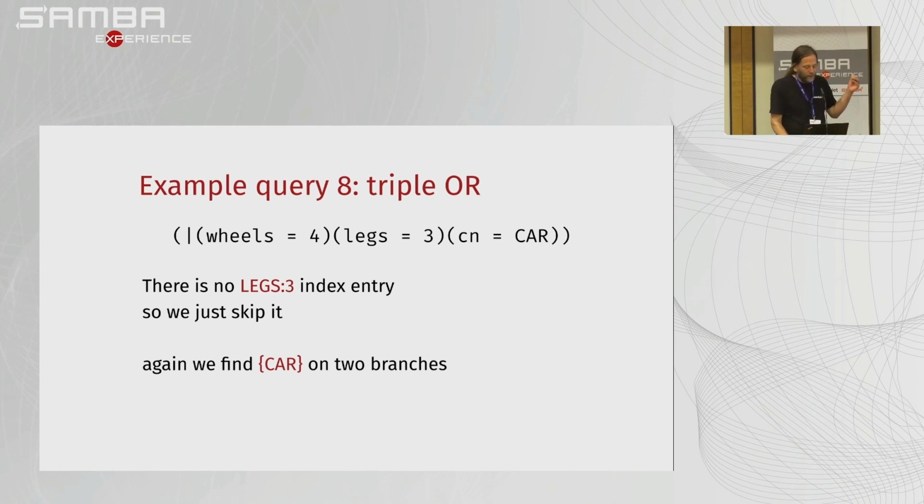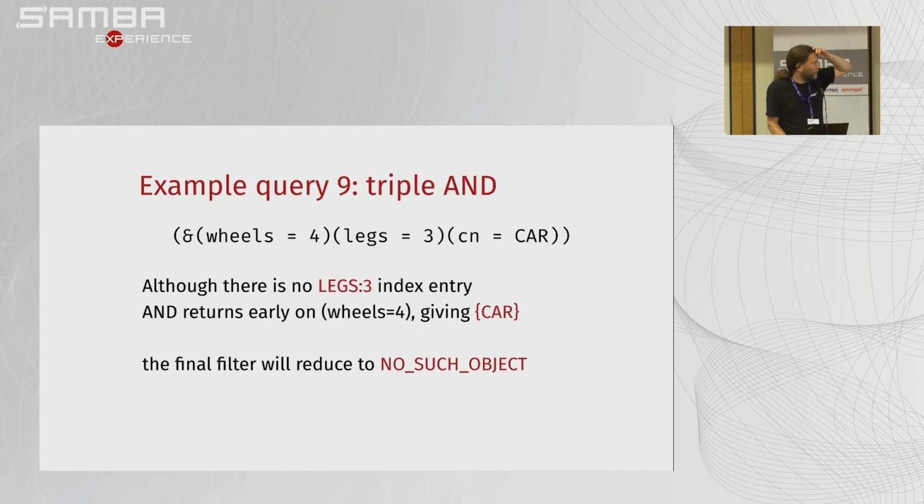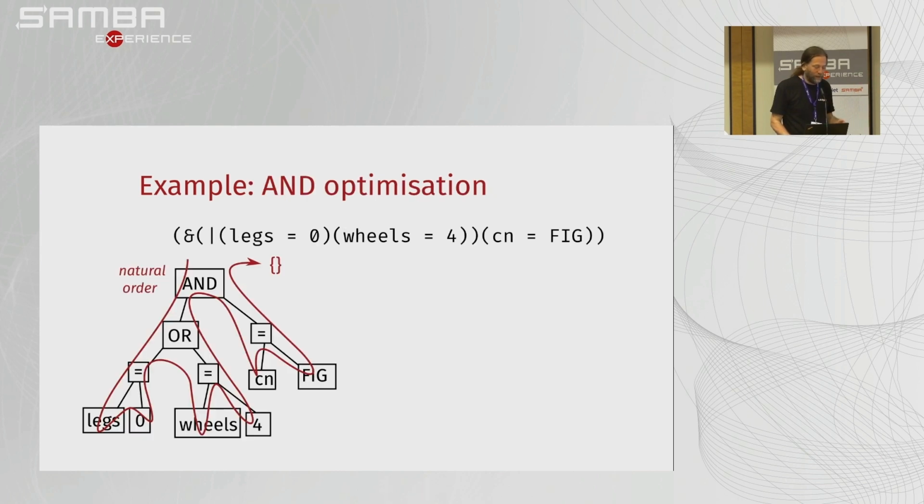And now, if you've got more things, if there's an empty set, that's easy. You just skip it, and again, you find the two things in there. And an AND with lots of things, it'll just find the first one again, and it'll reduce to no such object on the final filter, which is running the whole expression again on the objects found.